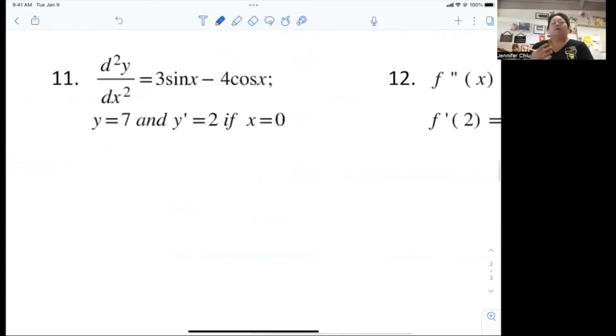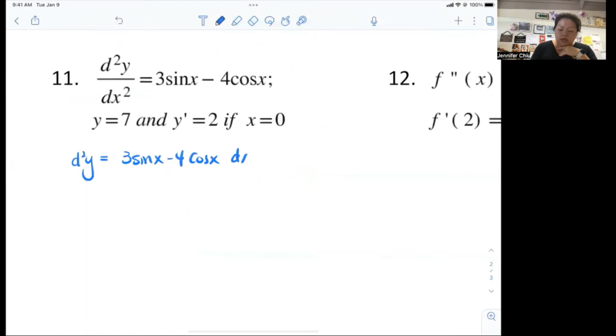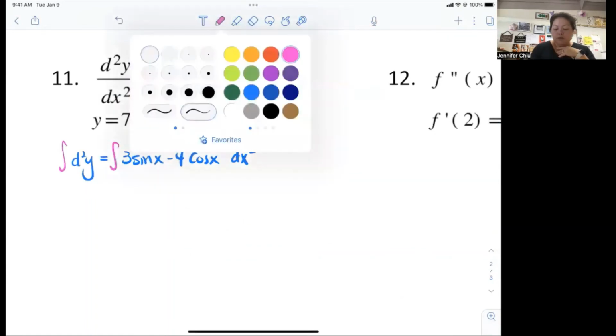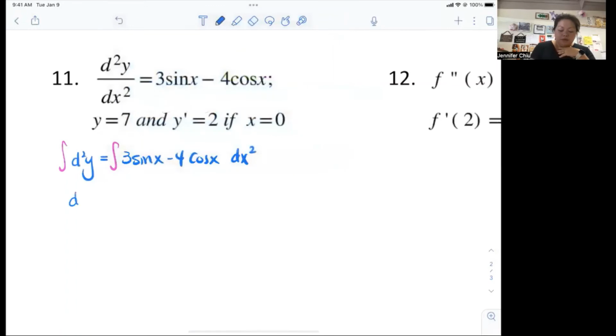Okay, now we are giving you the second derivative. We're going to work backwards two times to find the original function. All right, so again, same notation. You put d squared y equals 3 sine x minus 4 cosine x dx squared. The act of taking the antiderivative will get rid of one of these dy dx's. Hence, you have dy equals, now let's take the antiderivative.